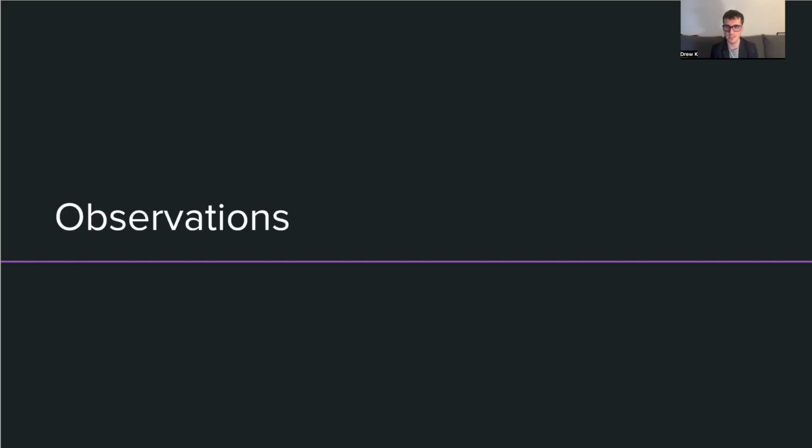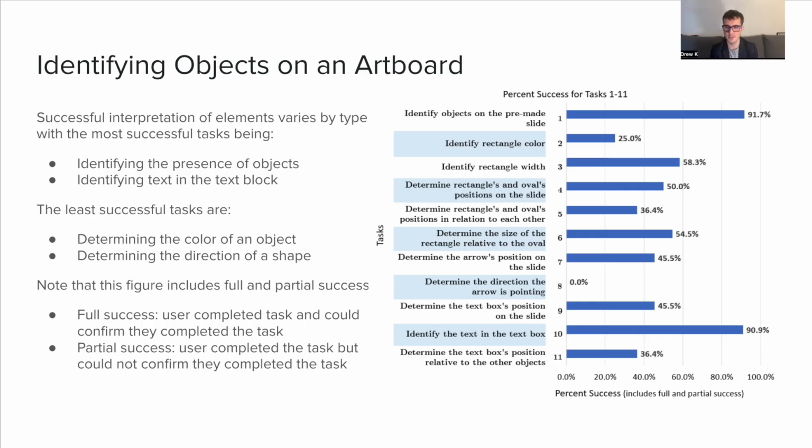Now we will take a deeper look into the findings that I just summarized. The first half of this research project is focused on how effective blind screen reader users are at identifying elements on an artboard. The figure includes both full and partial successes, where a full success means the user could identify the item and could confirm that they successfully identified the item without an intervention. Partial success means that the user identified the item but could not confirm for themselves if they were successful or not. Some tasks that users performed very well at were identifying which objects were on the slide and what text is in the text box.